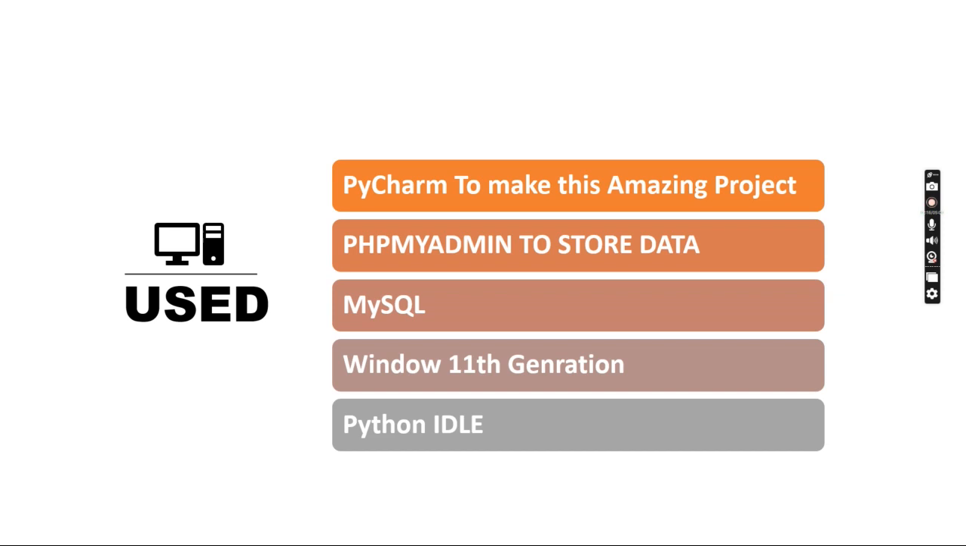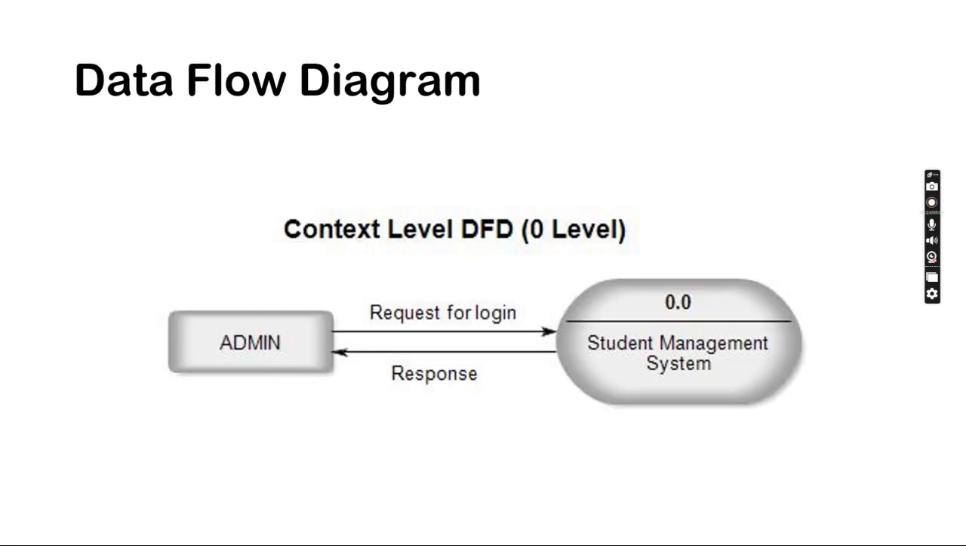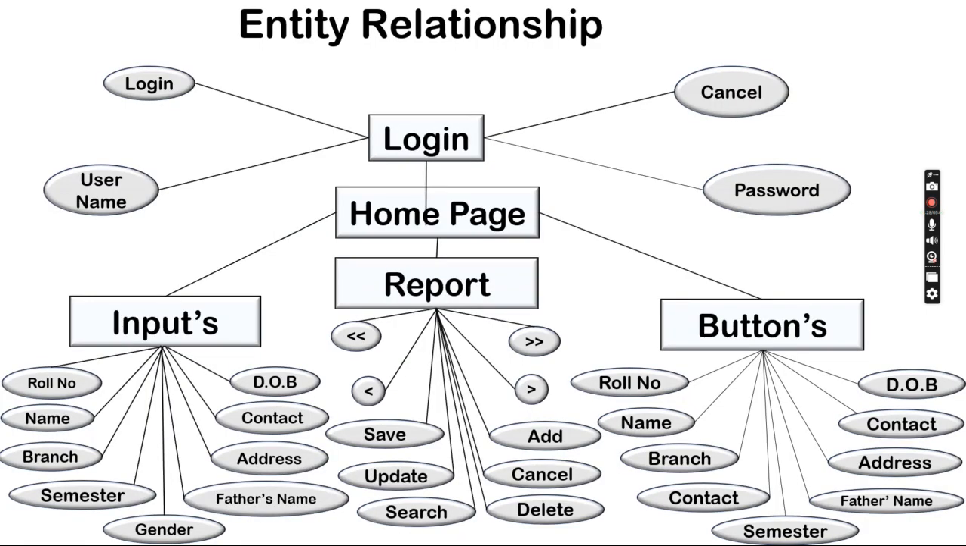So let's talk about technology used. PyCharm is used to make this amazing project better, and PHP to store data easily. Now let's talk about the data flow diagram, which looks like this. The entity relationship looks like this, and we can understand the project is very big and easy to understand for everyone. It is easy and more interactive for the user.